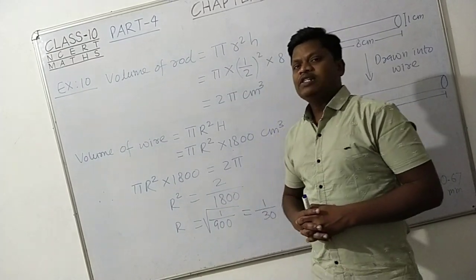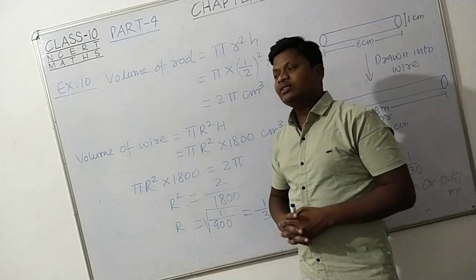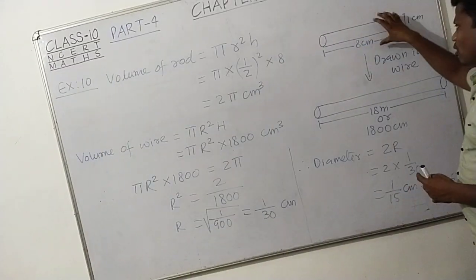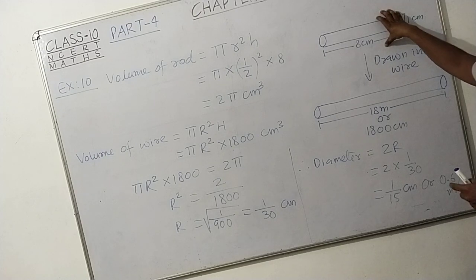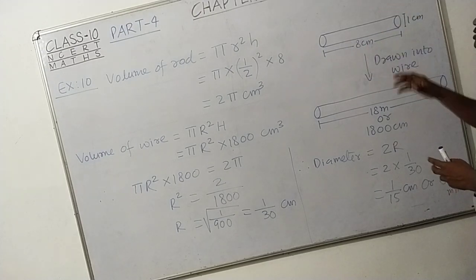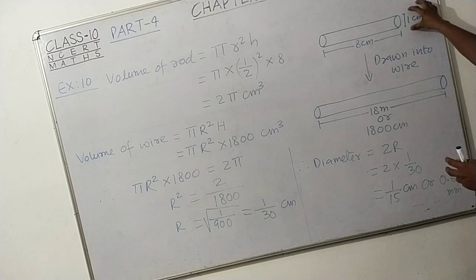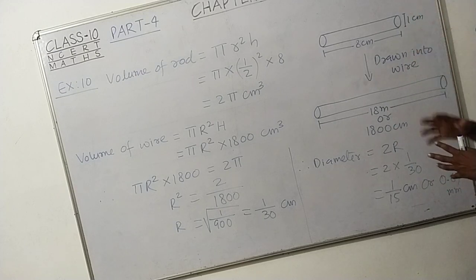Now friends, we will see example number 10. What is example number 10? There is a rod of metal given, and the length of the rod is 8 centimeter, and the diameter of the rod is 1 centimeter, right.